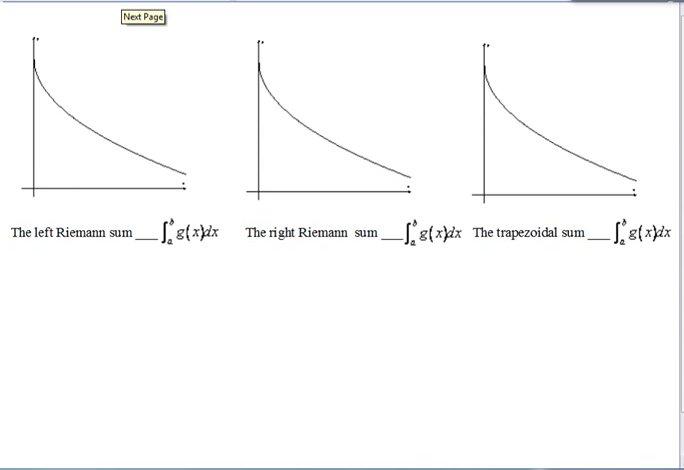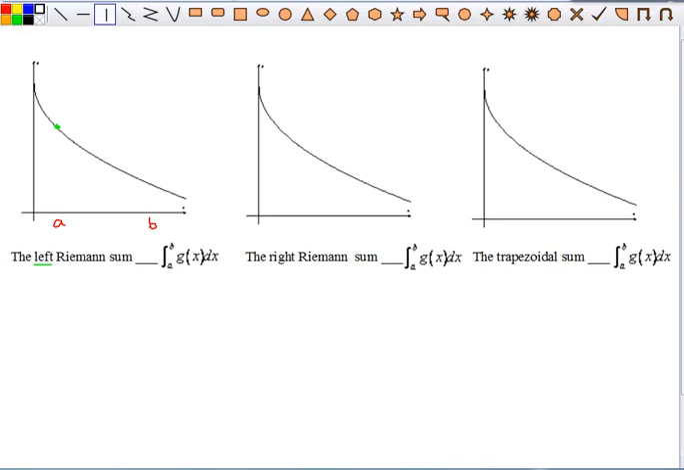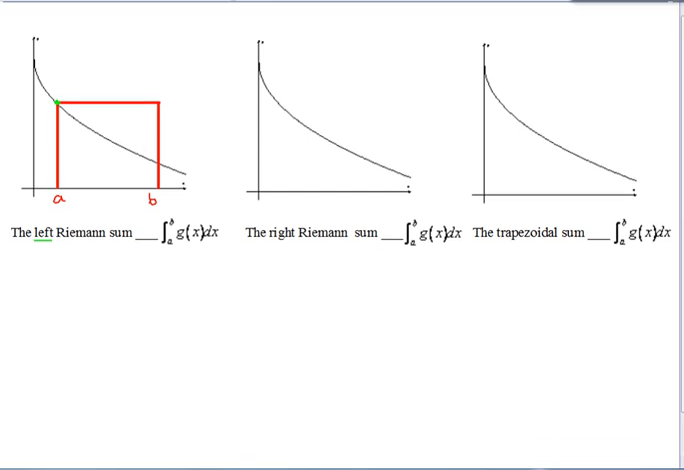Okay, let's look at this one on the left. Let's again start with the left Riemann sum. Using the left endpoint at A, draw our rectangle in there. Using the height of the rectangle, using the left endpoint. Let's see, it overestimates by this much, so this is greater than the definite integral.